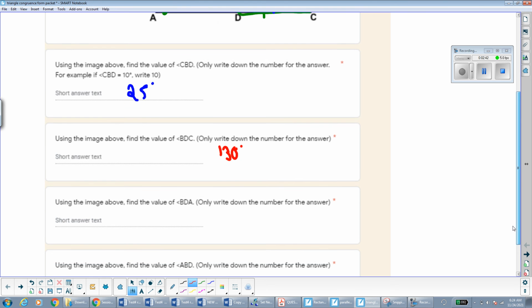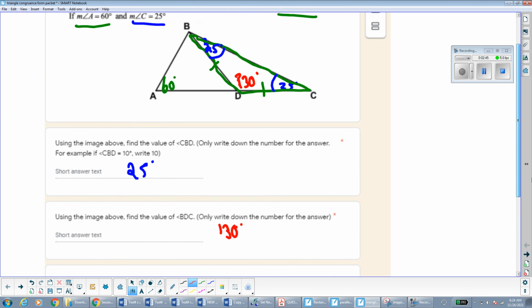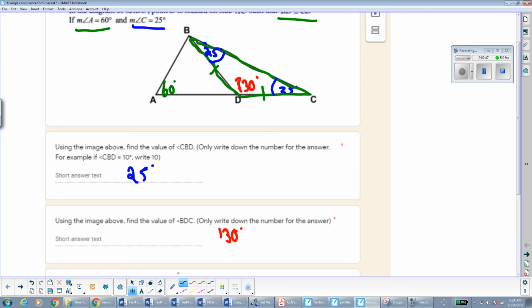The next question asks us to find angle BDA. So angle BDA is this one right over here, right next to the 130-degree angle that we just found. If you think about the relationship between these two angles here, you might notice that they form a linear pair, meaning that they are supplementary. So in order to find angle BDA over here, all I need to do is take 180 and subtract 130, and I see that I get 50 degrees for that over here.